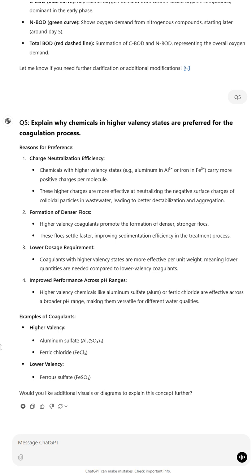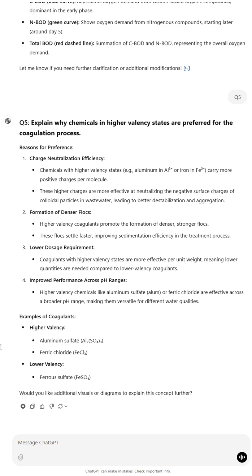2. Formation of denser flocs. Higher valency coagulants promote the formation of denser, stronger flocs. These flocs settle faster, improving sedimentation efficiency in the treatment process. 3. Lower dosage requirement. Coagulants with higher valency states are more effective per unit weight, meaning lower quantities are needed compared to lower valency coagulants.